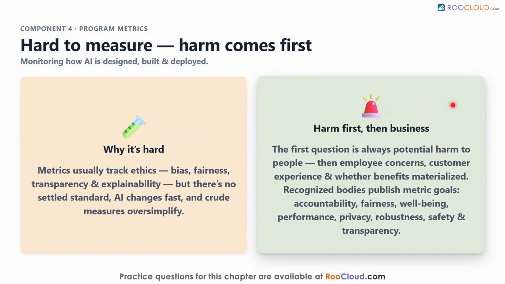When designing metrics, the first question must always be the potential for harm to people, followed by business factors like employee concerns, customer experience, and whether the promised benefits actually materialized. Recognized bodies publish technical metric objectives you can borrow, covering goals such as accountability, fairness, human well-being, performance, privacy, robustness, safety, and transparency.